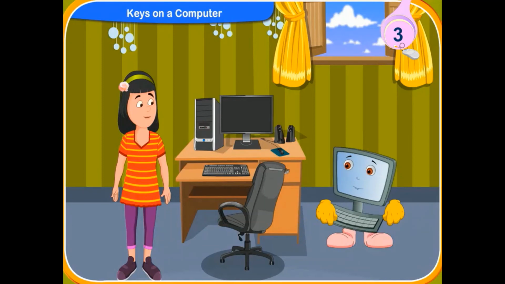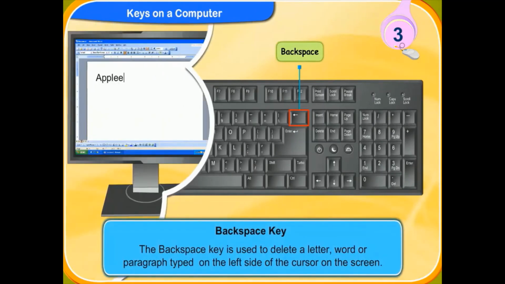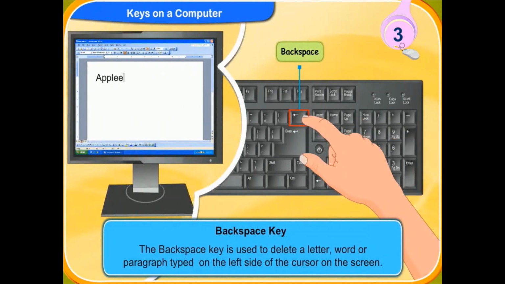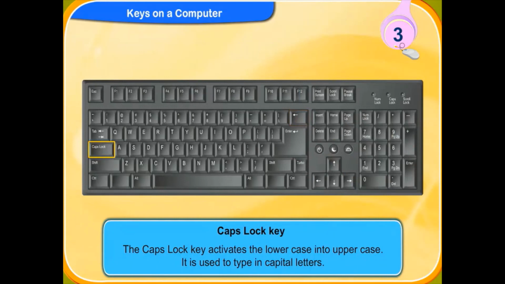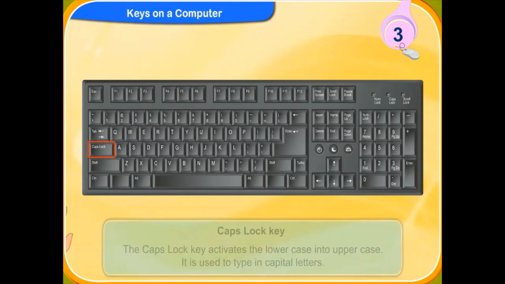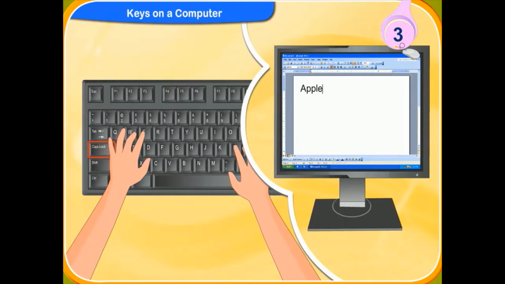Let's start with the backspace key. Backspace key is used to delete a letter, word, or paragraph typed on the left side of the cursor on the screen. Caps lock key. The caps lock key changes lowercase into uppercase. It's used to type capital letters. When you press this key, a light glows on the top right corner of the keyboard, indicating that the caps lock is on.